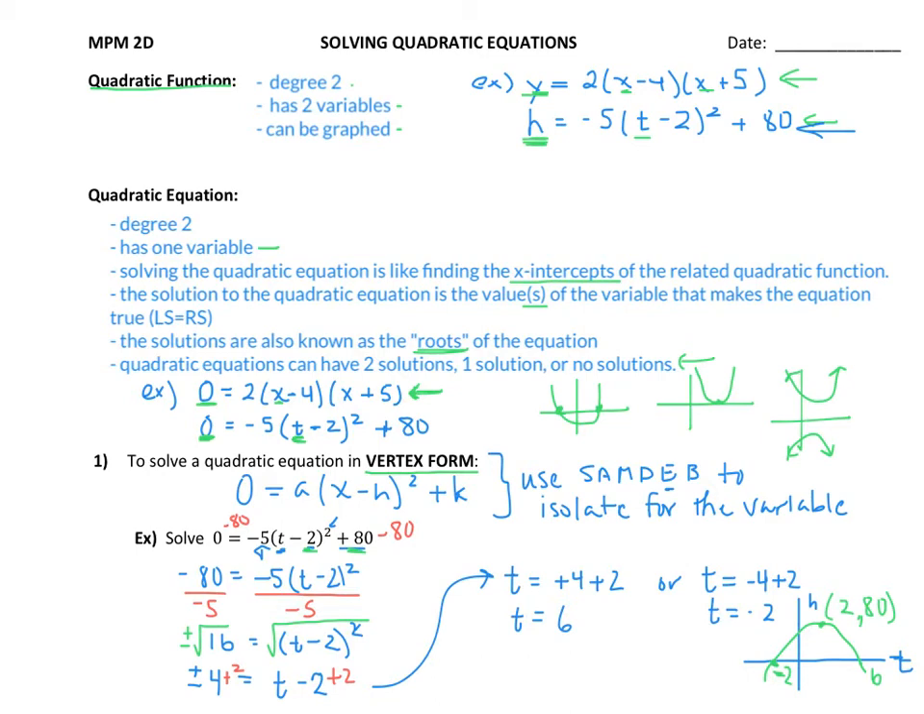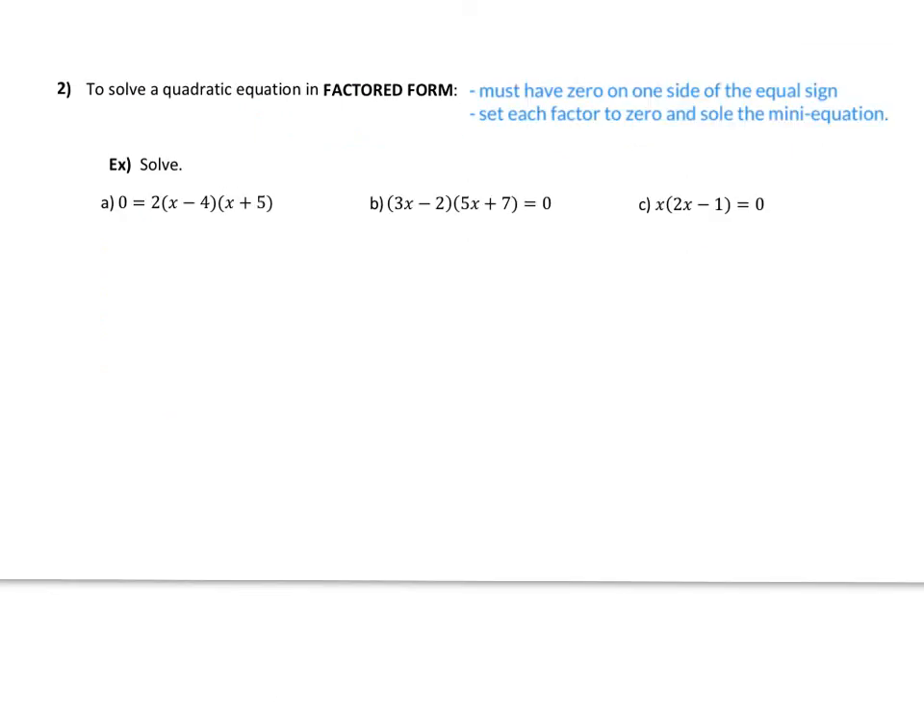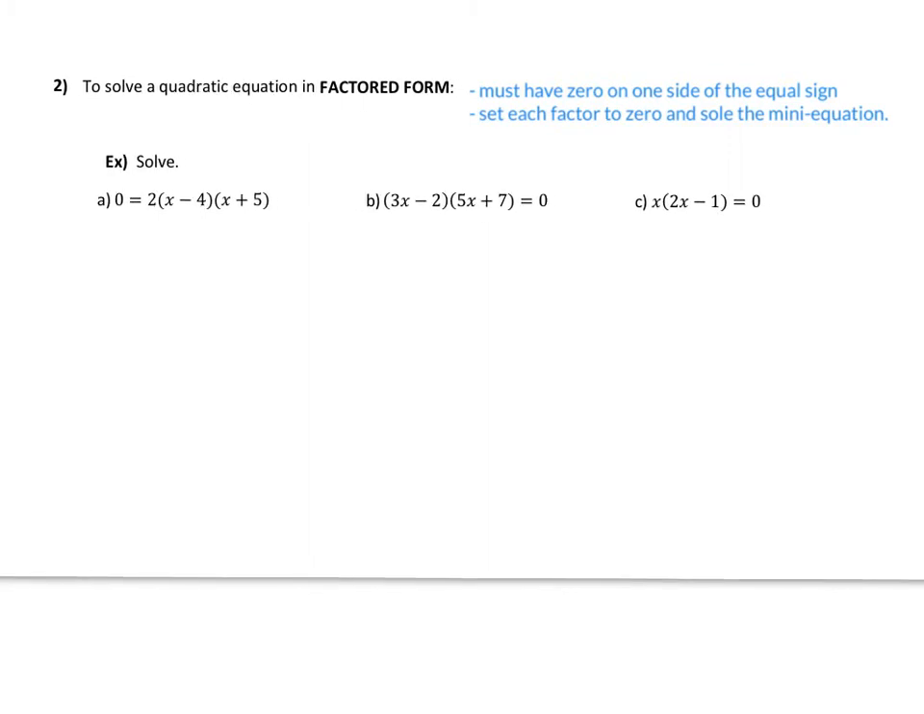We're going to move on to the next part, how to solve the equation from its factored form. Okay, and if you have the factored form, you want to make sure that you have 0 on one side of the equal sign. So all of these I did put 0 on one side of the equal sign, so you don't have to worry about that. If you didn't, then you would have to expand it and simplify it. But as long as you have 0 on one side, you're good to go.